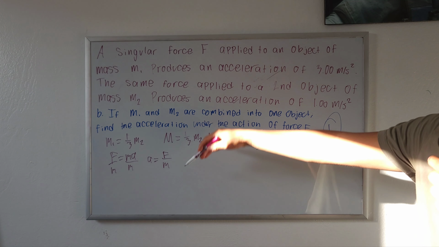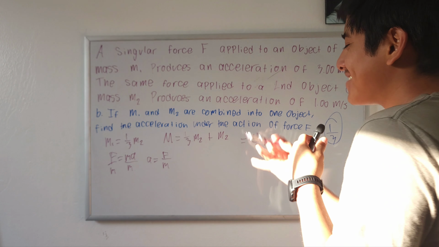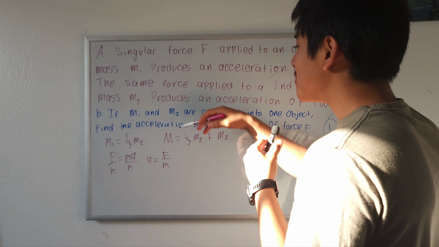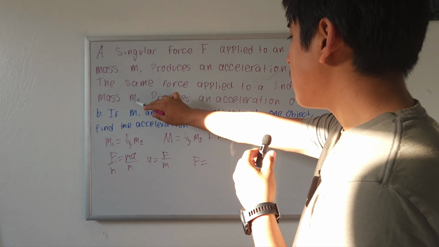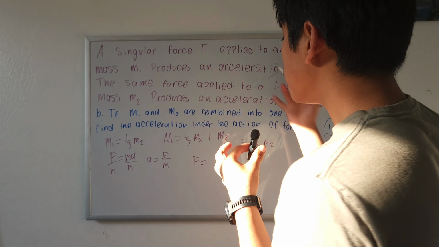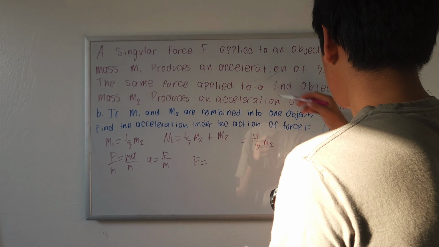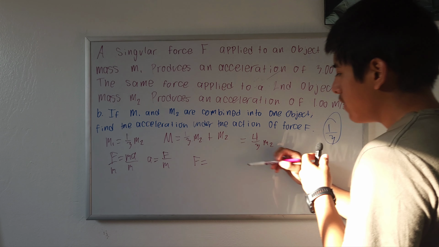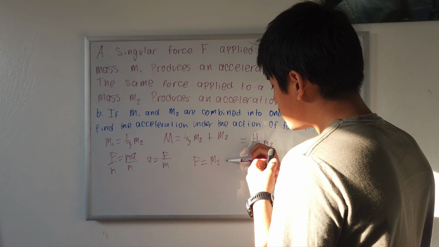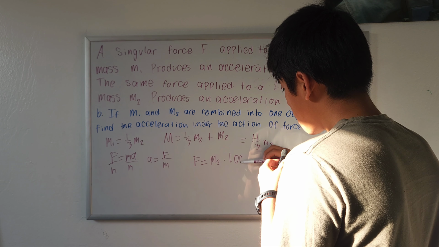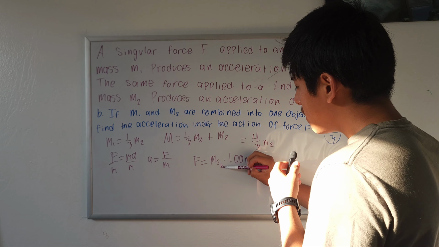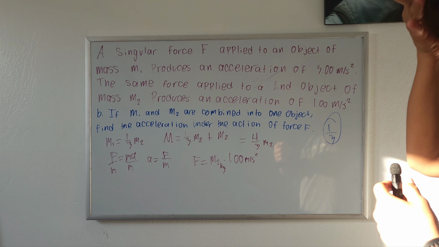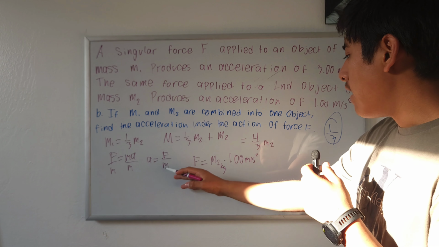But we don't know what F is. But actually we do know what F is, because we are told that F is equal to m2, the mass, times its acceleration. So that's just 1. So F equals m2 times 1 meter per second squared. And I'm going to include the units here so that you guys can see how this is going to cancel out. So now we know what F is and we know what m is.